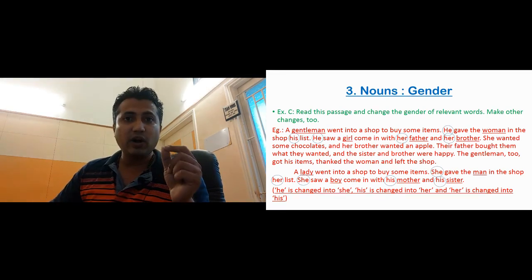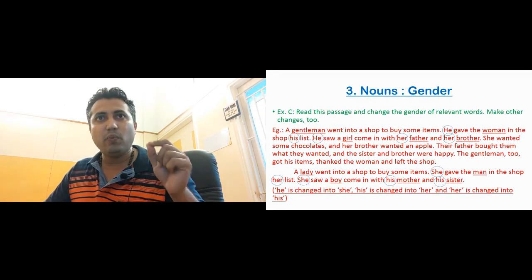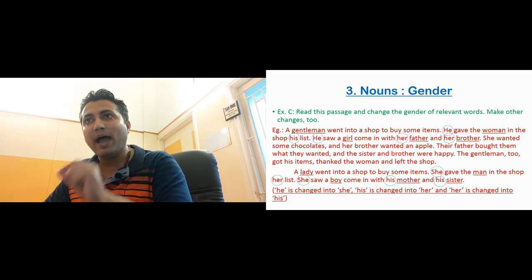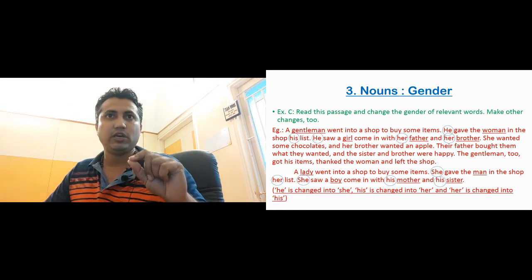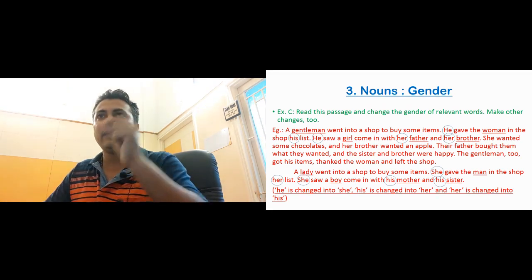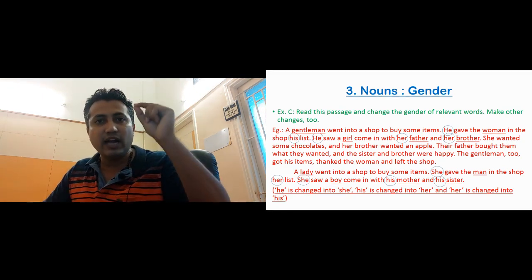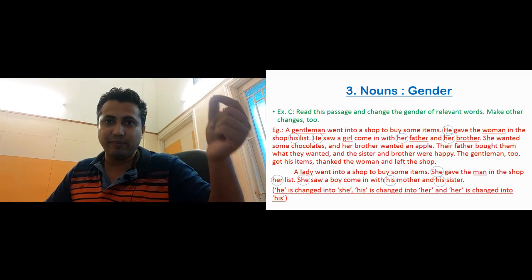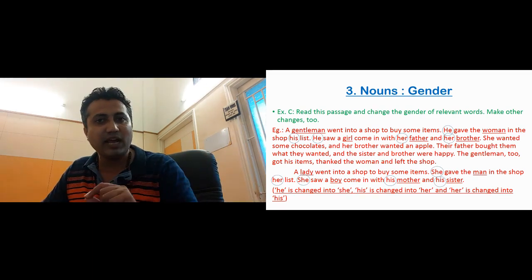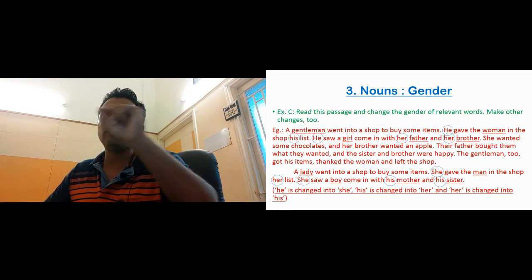Now, accordingly, we will read the answer sentences. A lady went into a shop to buy some items. She gave the man in the shop her list. She saw a boy come in with his mother and his sister. Students, this is how you have to find the nouns which are masculine and feminine in the rest of the paragraph and change them to the other gender. If it is masculine, change it to feminine. If it is feminine, change it to masculine, along with the necessary changes.